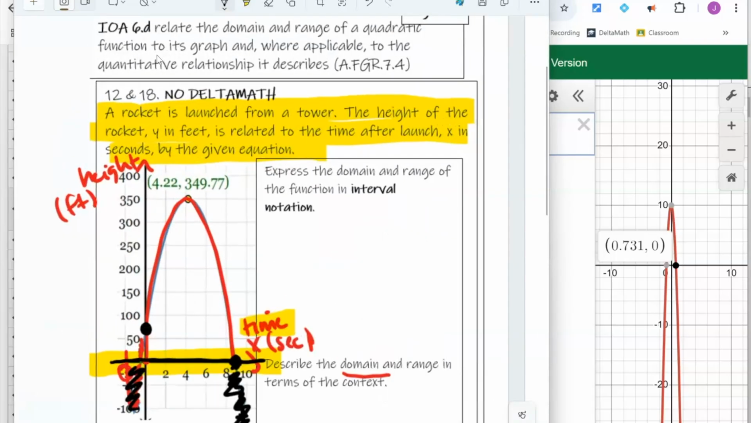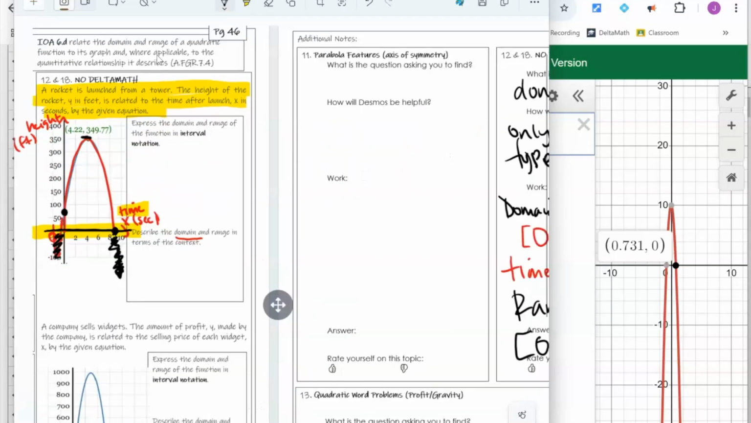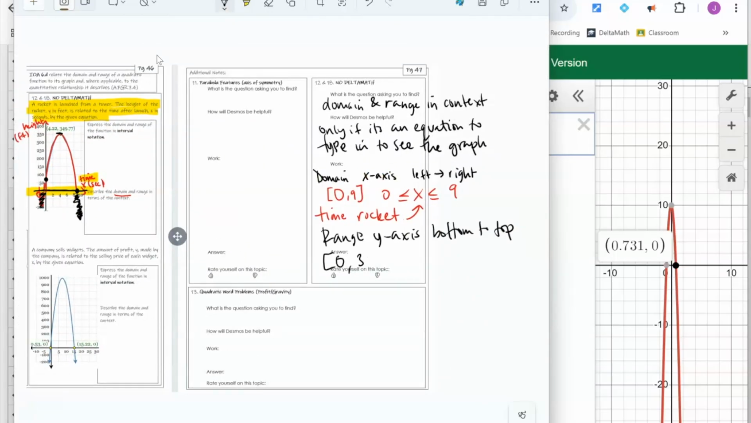Where's the top of my rocket? Right here, which is what? 350. All right, do I include 350? Yes, because at 350, oh, I'm sorry, that's not 350 because it clearly tells me what it is right here. Can I say that it's 350? Absolutely not, because does it get to 350?